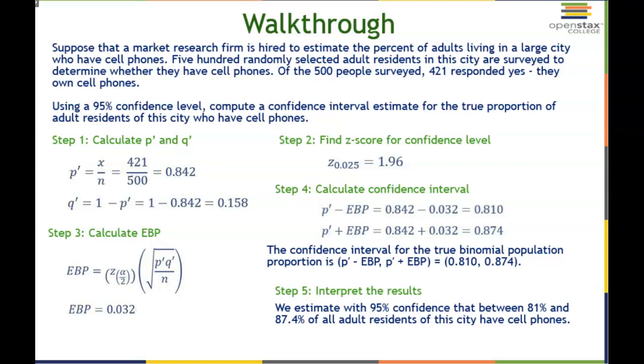Granted, we changed our decimals over to percentages, and they actually make more sense when we're talking to somebody to say the percentages versus the decimals. It would be okay to say decimals, but if we were actually talking to somebody, you would want to say, hey, we're 95% confident that between 81 and 87.4% of all adult residents in the city have cell phones. It's just a way of communicating the results verbally versus having it down on paper.